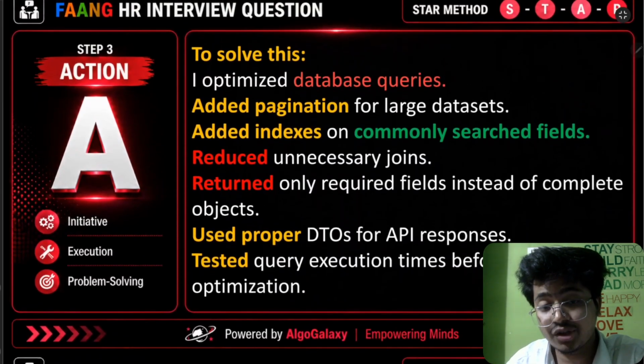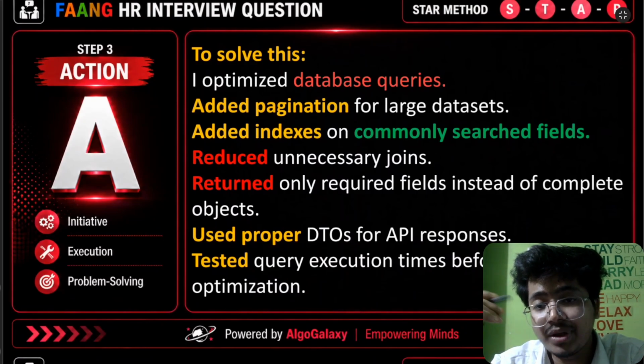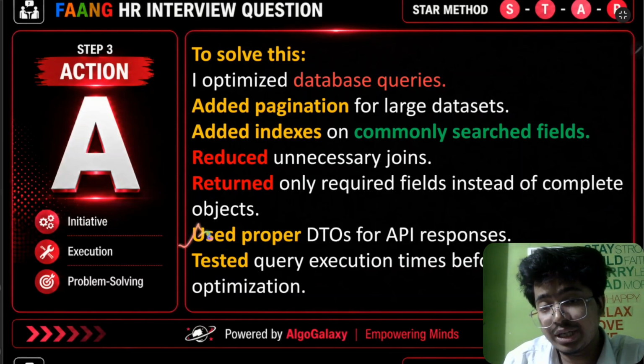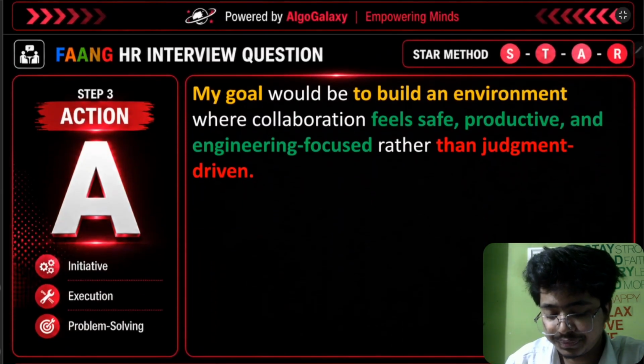So these are the actions I initially took. To solve this, I optimized the database queries, added pagination for larger datasets, added indexes on commonly searched fields, reduced unnecessary joins, returned only required fields instead of complete objects, used proper details for API responses, and tested query execution times before and after optimization.